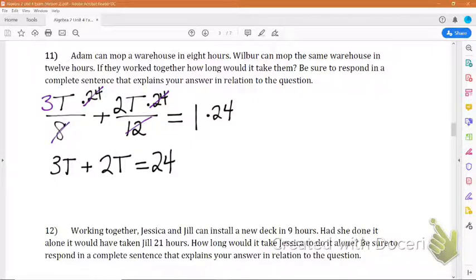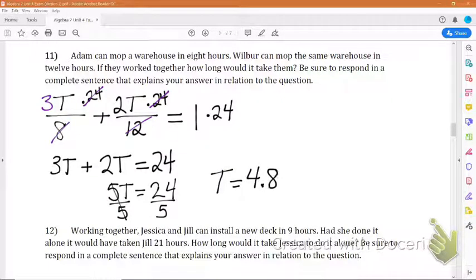Perfect. Now what, Wanda? Like terms? Like terms. So 3t plus 2t is 5t. Perfect. So now I have 24. Yes. Okay. So 5t equals 24. So divide both sides by 5. Perfect. So t equals 4.8.